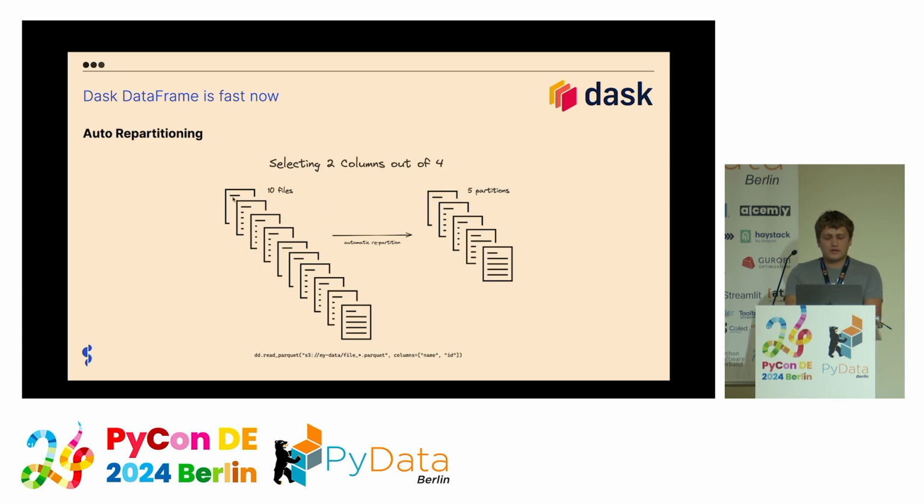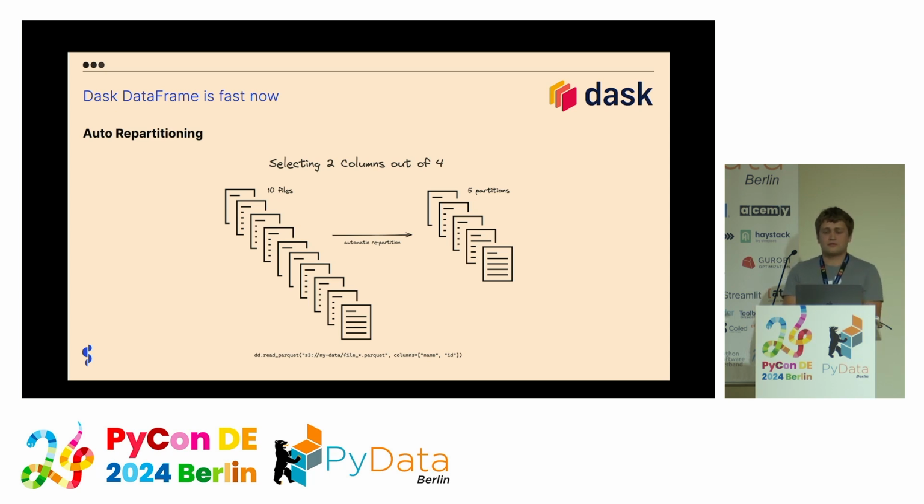Historically, Dask looked at your data source, and maybe that's 10,000 different Parquet or CSV or whatever files. And this resulted then in 10,000 partitions, all of which are Pandas data frames. And if we only care about 1 out of 100 columns, then each and every one of those partitions is very, very small.